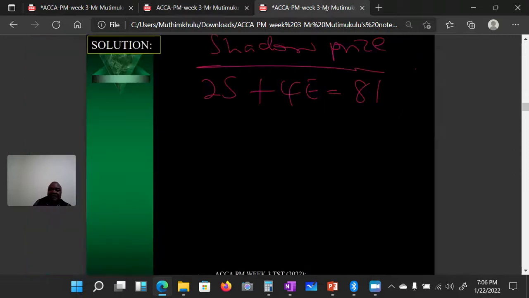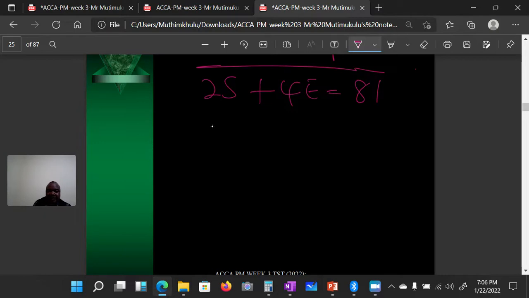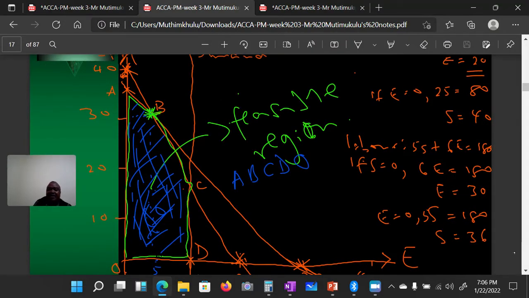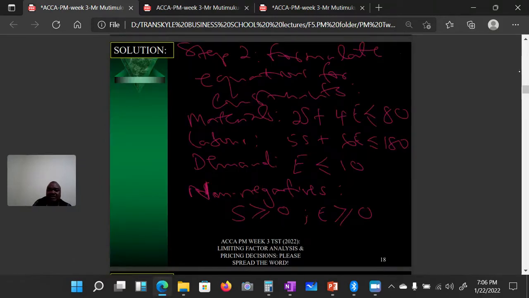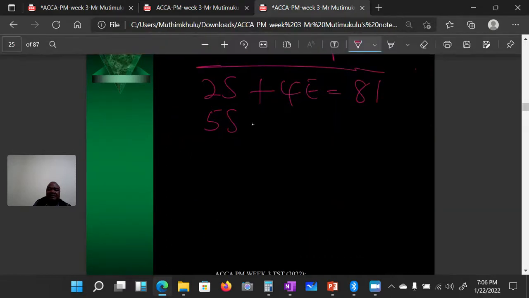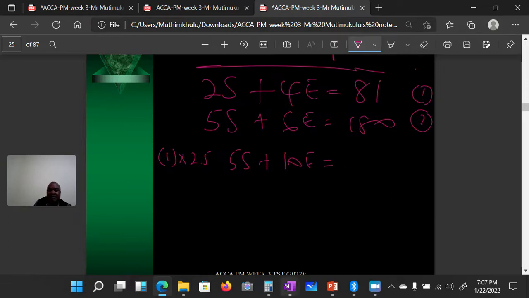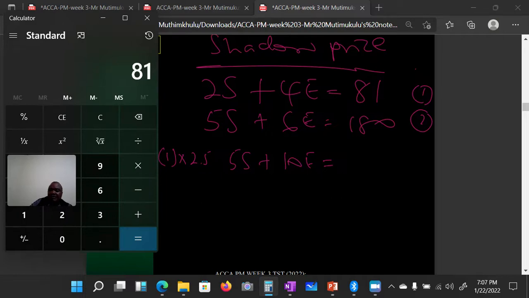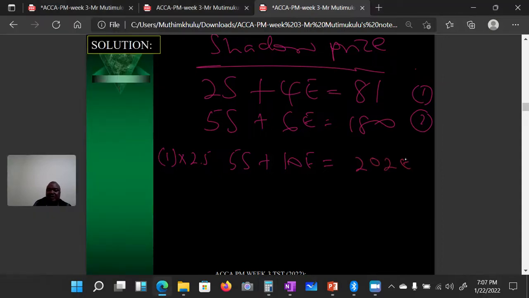So we are still going to use the same information for labor, and the labor was, I think it's 5s if I'm not mistaken. The original labor equation was 5s plus 6e is equal to 180. So we do the same. Equation 1 multiplied by 2.5, we get 5s plus 10e is equal to 202.5.